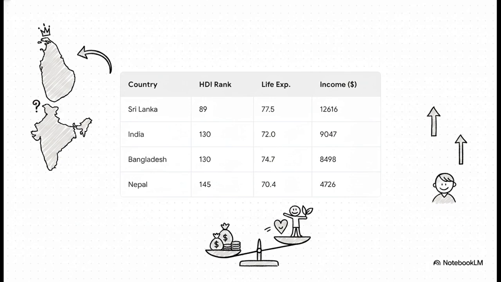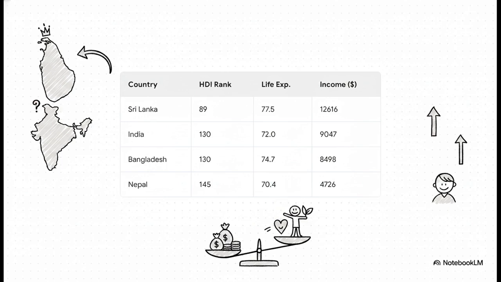In looking at this data from the 2025 Human Development Report, the results are pretty wild. Isn't it surprising that a much smaller neighbor like Sri Lanka outranks India in every single category here? Sri Lanka ranks 89th globally compared to India's 130th. Or look at Bangladesh and Nepal.